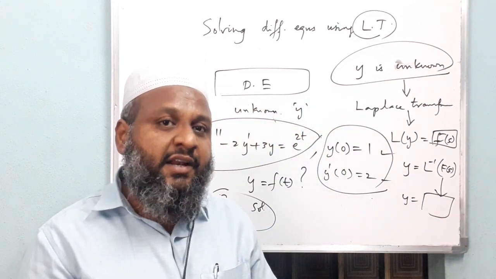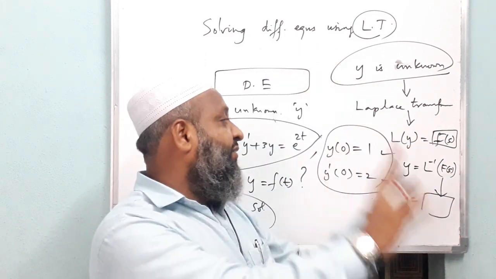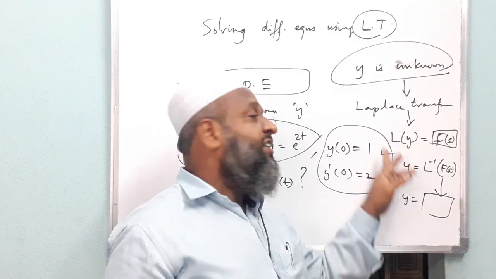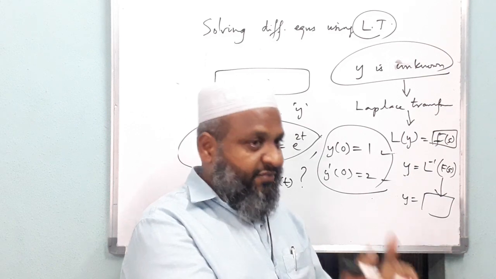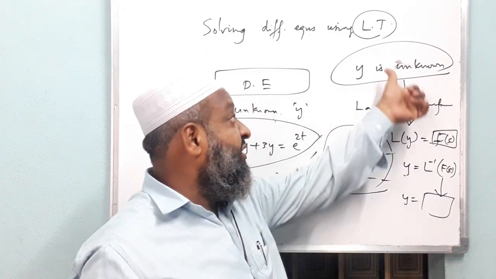So there are basically only two steps involved. First, applying the Laplace transform, finding that Laplace transform of y, and that unknown y comes if we take the inverse. So if we know how to find the Laplace transform and we know how to find the inverse Laplace transform, we will get back our unknown function y.